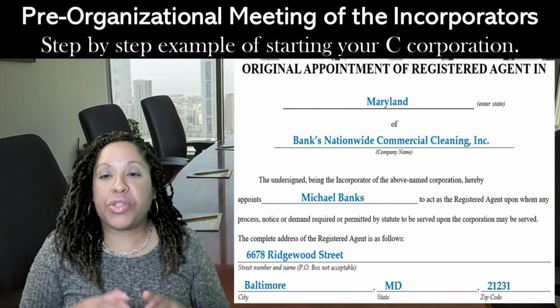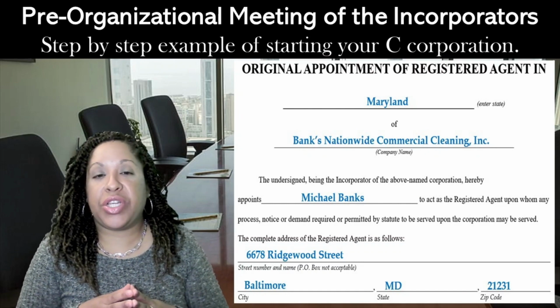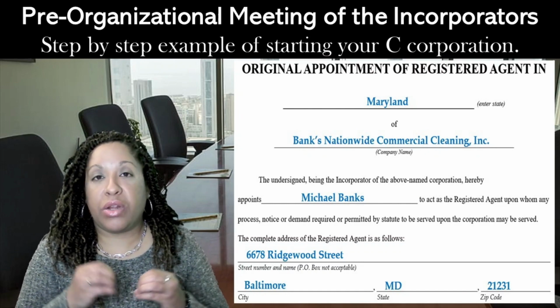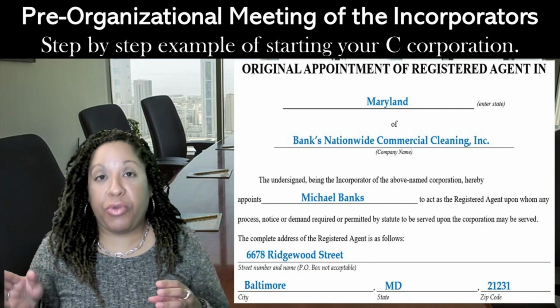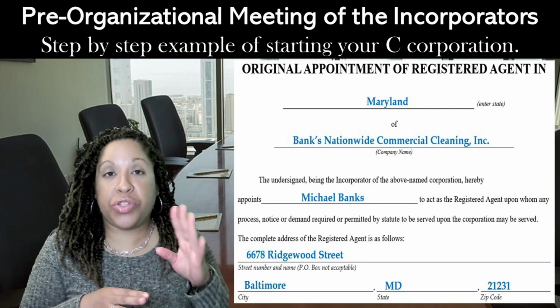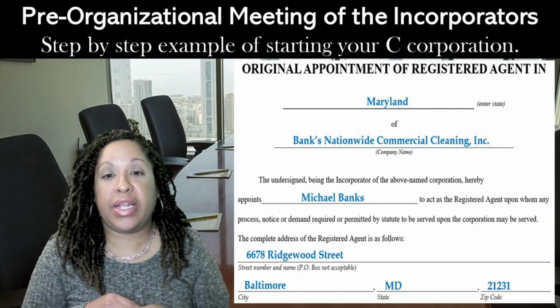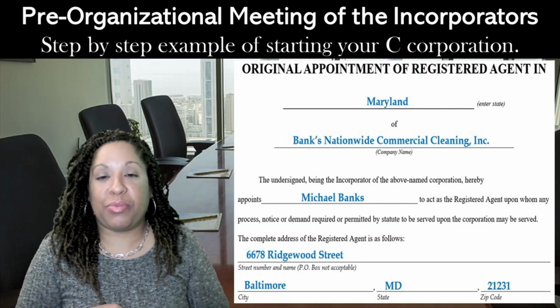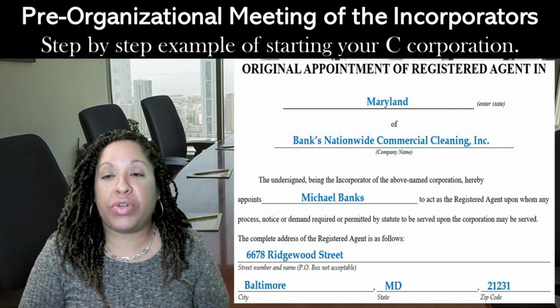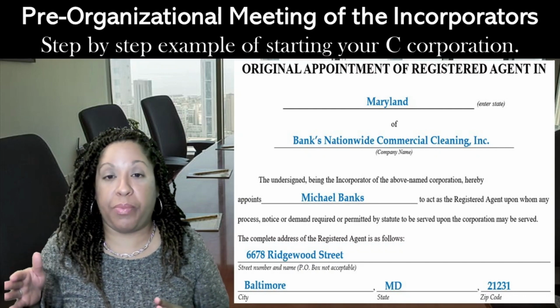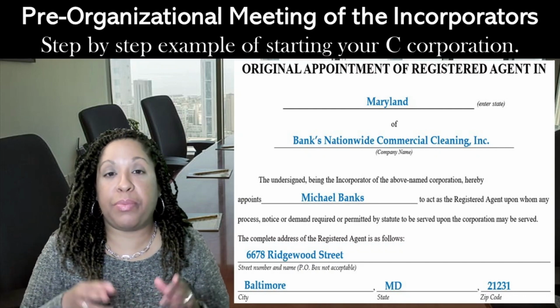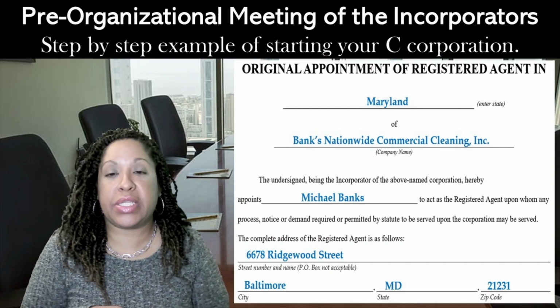All right. So we mentioned again, registered agent. When you have selected a registered agent, there is a separate form. If you go to the kit that I created, again, check the description below. But here's an example of what this form looks like. So this is a separate form that will be part of the minutes. You want to attach this form to the minutes.